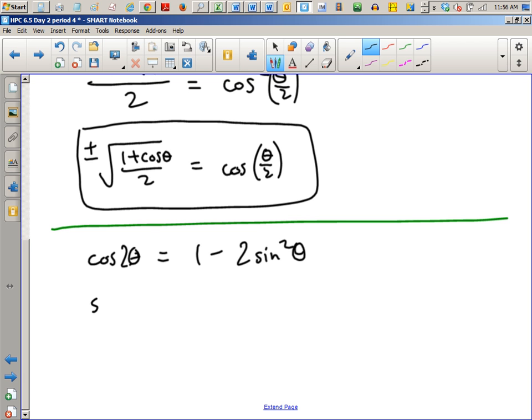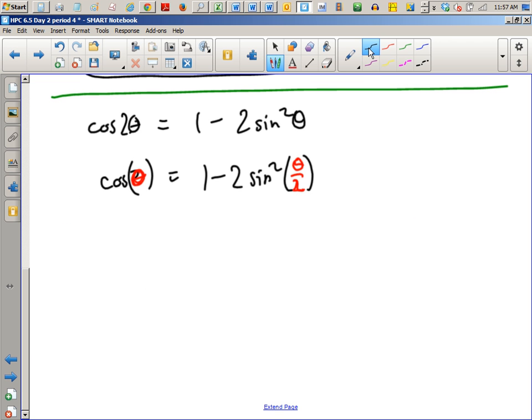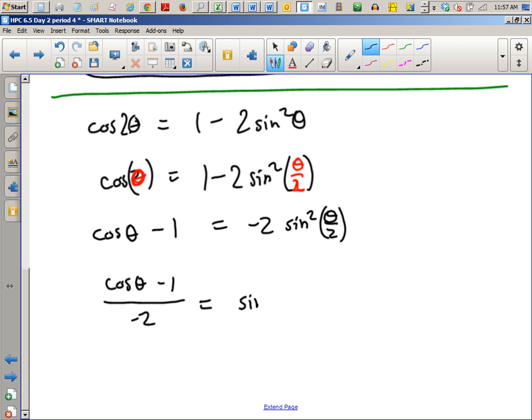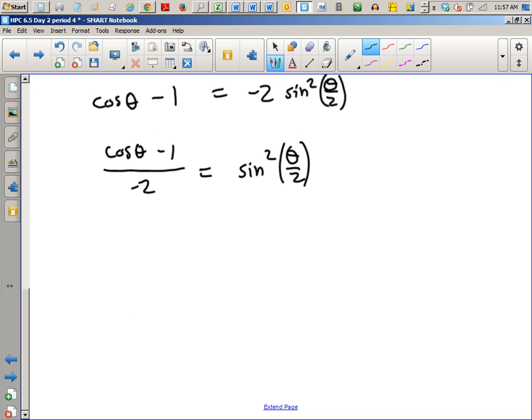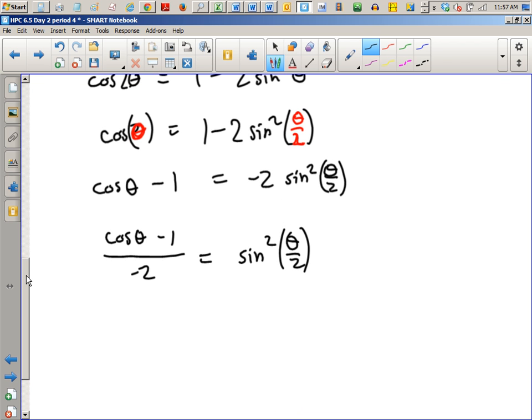Let's play the same game with this. So this would be cosine, and then we'll just make this a theta now. And then 1 minus 2 sine squared, and this will be a theta over 2, just dividing the angle in half. Okay, I'm going to subtract 1. Divide by negative 2. Okay, and then I'm going to rewrite the top on the left as 1 minus cosine theta all over 2. It looks a little nicer.